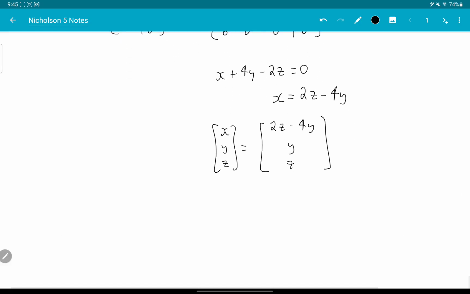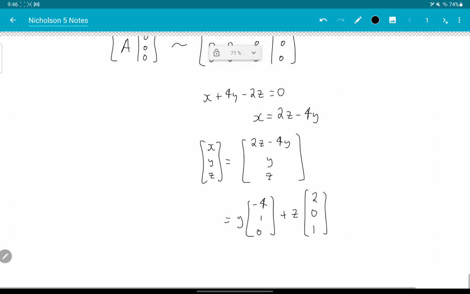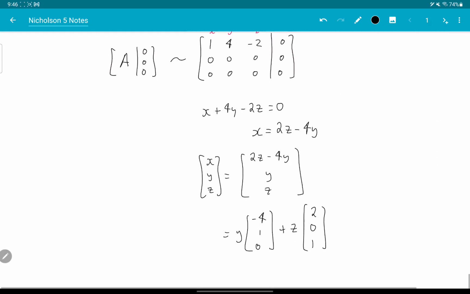Finally pulling this apart, I get y times minus 4, 1, 0 plus z times 2, 0, 1. All right, let's see how I did.